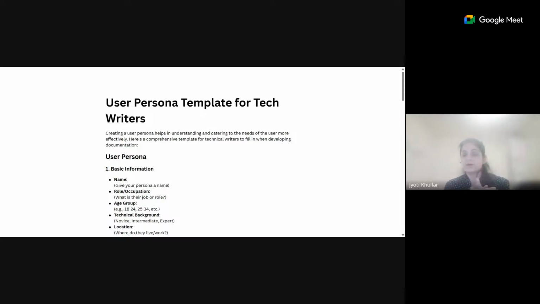Now, when documentation is assigned to you, like you have to document a particular product or a feature, no one will ask you to do this exercise. Okay, user persona. They'll not break down the task for you. This is your job to do the breakdown, and this is completely a technical writer's job to do the user analysis, the product analysis, and even the competitive analysis. So we will be going through them gradually.